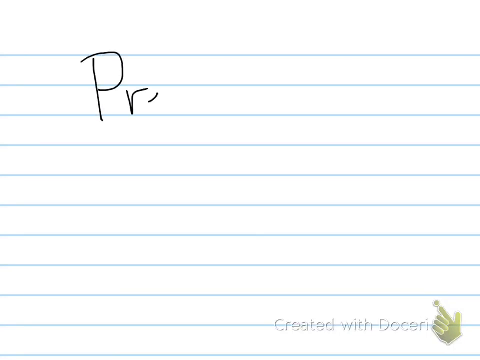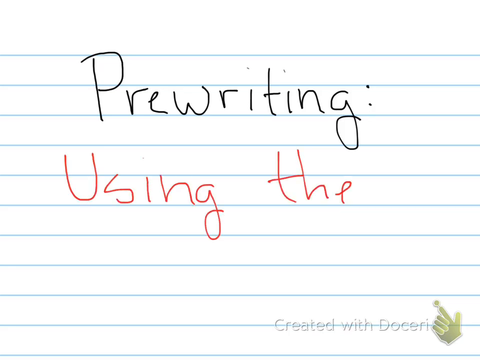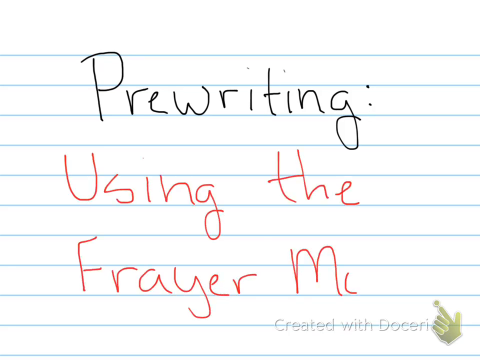Okay, hello class. So today we're going to be talking about pre-writing and using the Frayer model, which is what we choose to use at MacArthur High School.